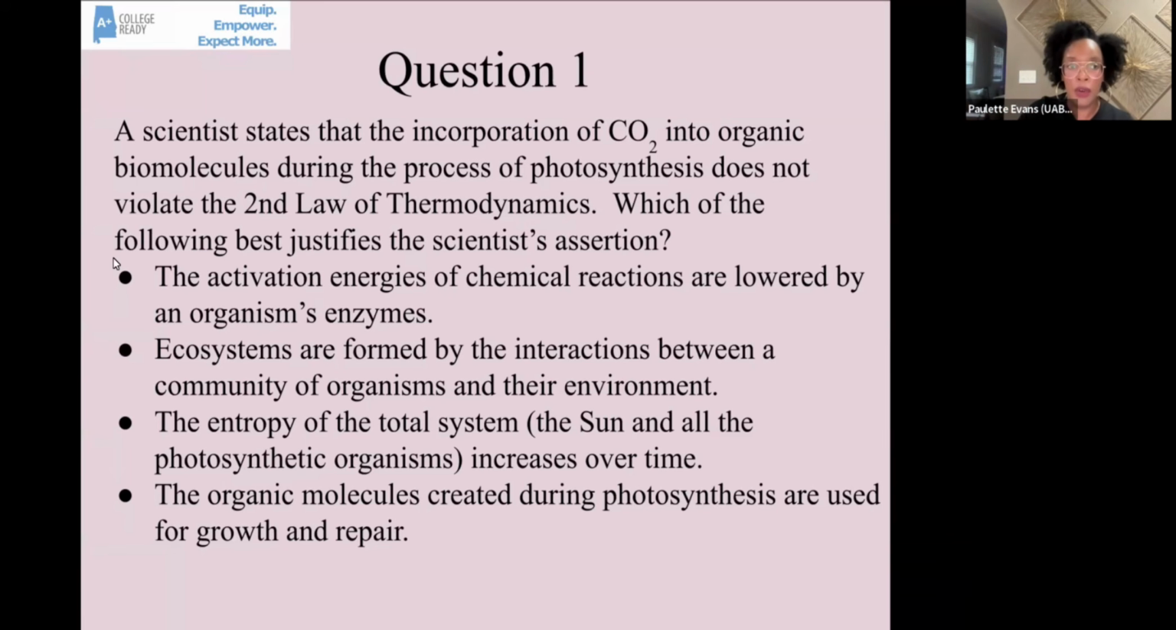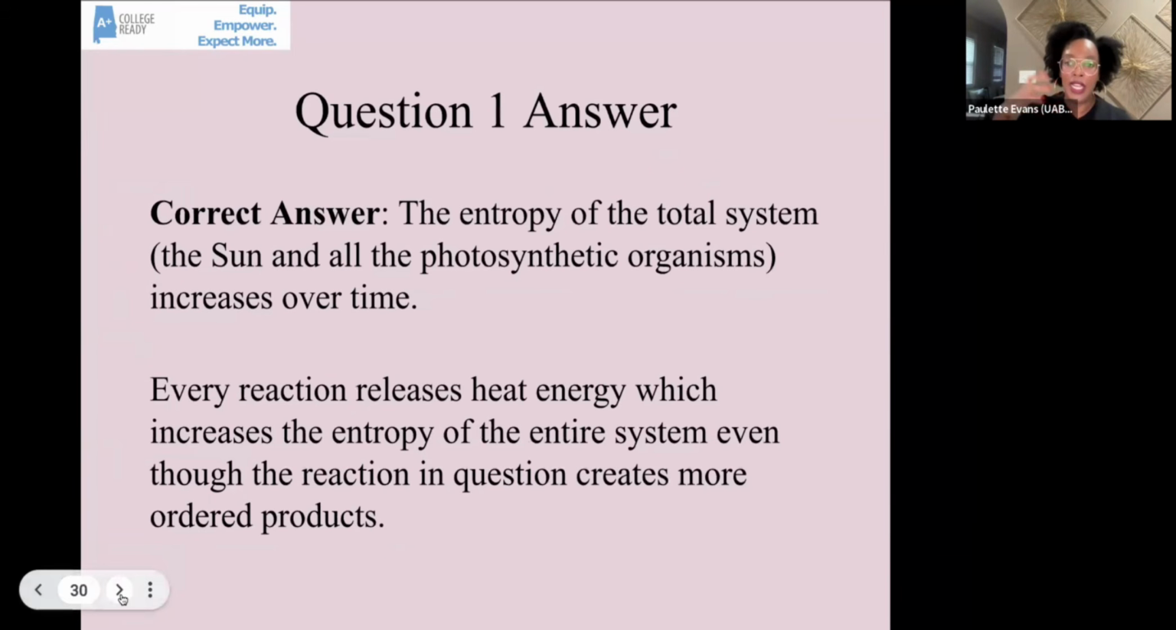So that means that the first answer choice, the second answer choice, and the fourth answer choice are out because they have absolutely nothing to do, in a very clear sense, with the second law of thermodynamics, which states that with each energy transformation or metabolic process, you're going to increase delta S, or entropy, or disorder in the atmosphere around you, the organism. Okay. So the correct answer here is the entropy of the total system, the sun, and all of the photosynthetic organisms increases over time.